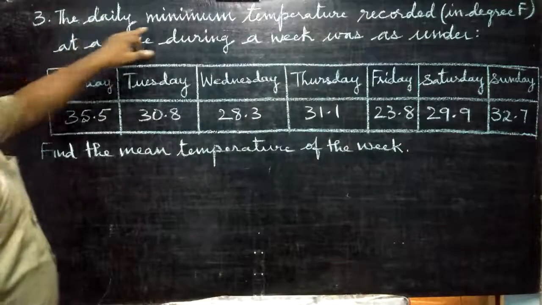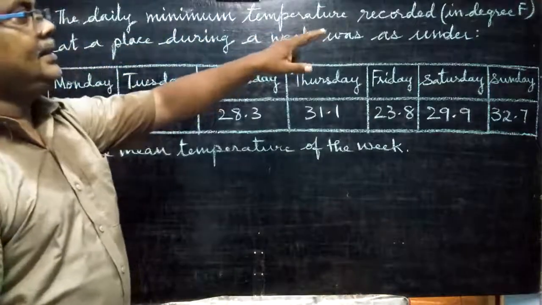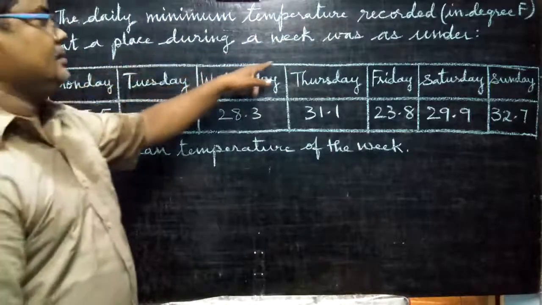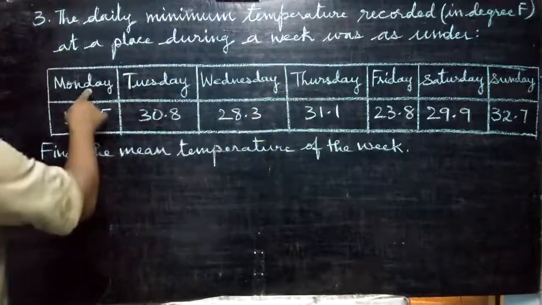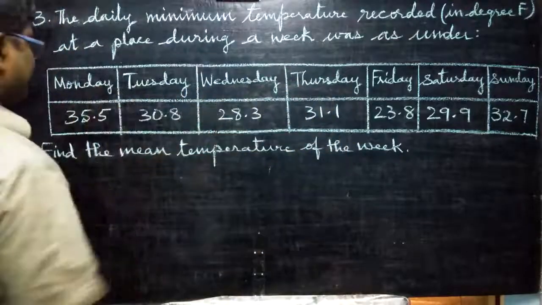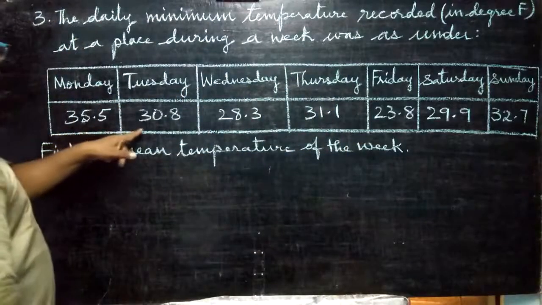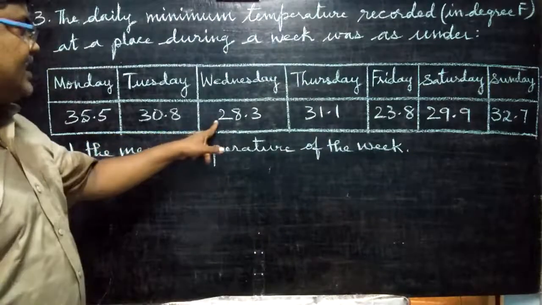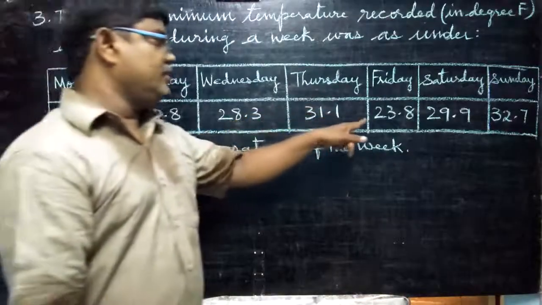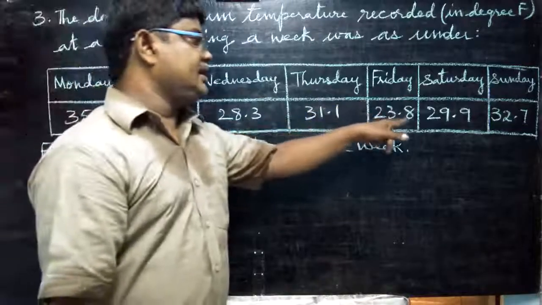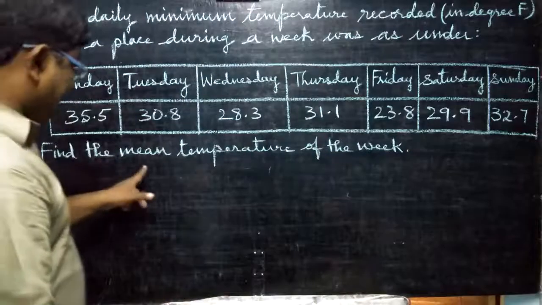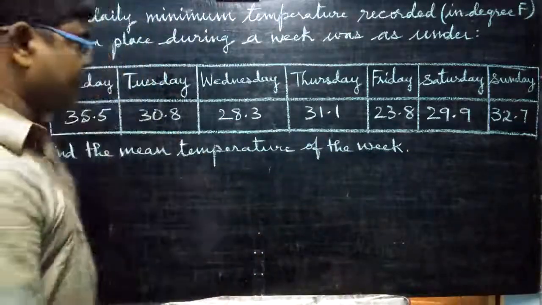Third problem. The daily minimum temperature recorded in degree F. F means Fahrenheit. At a place during a week was as under. Monday, Tuesday, Wednesday, Thursday, Friday, Saturday and Sunday. 7 days they have recorded. Monday 35.5, Tuesday 30.8, Wednesday 28.3, Thursday 31.1 and Friday 23.8, Saturday 29.9 and Sunday 32.7. Find the mean temperature of the week. They are asking to find mean.